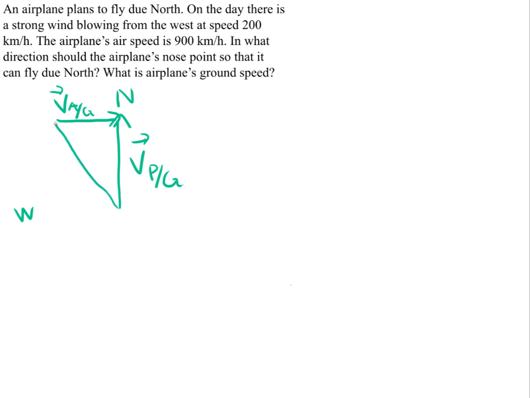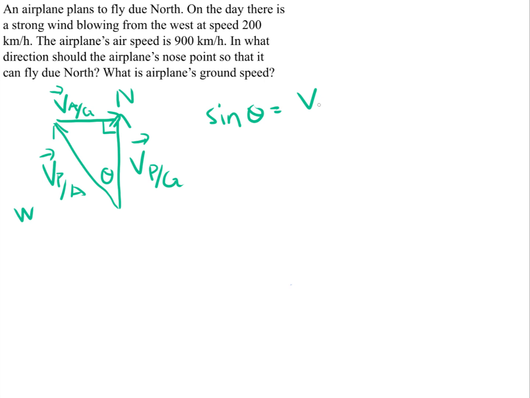And this vector here is going to be our plane's airspeed. So this is the velocity of the plane relative to the air. If you have an observer on the air, this is what the plane's velocity is going to look like. If you notice, this actually makes a right triangle. And this is the angle theta that we have to calculate. This is the direction that the airplane's nose should point so that it won't be blown away from due north.